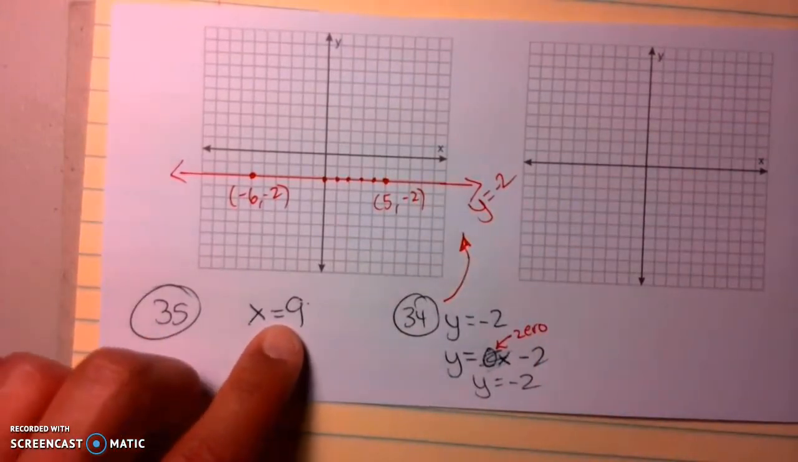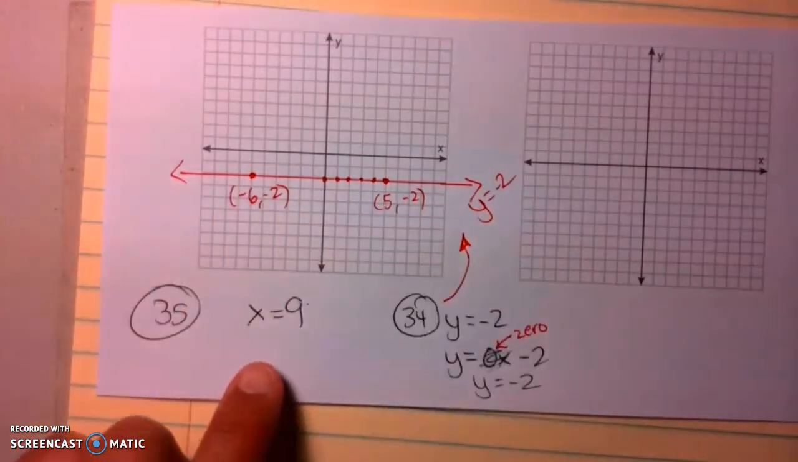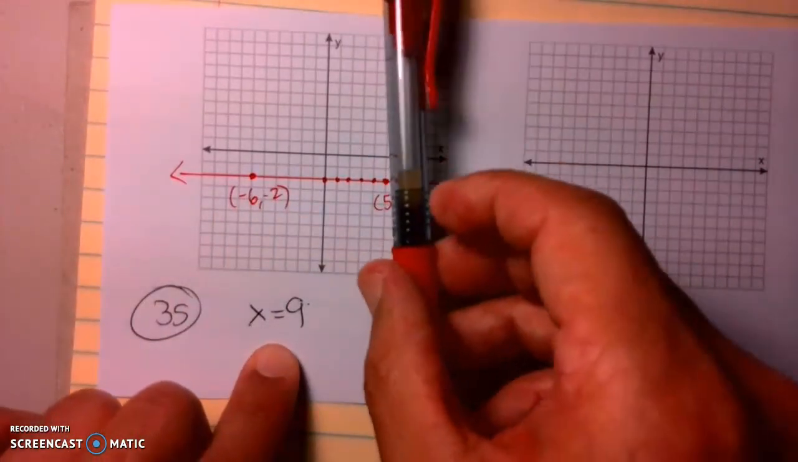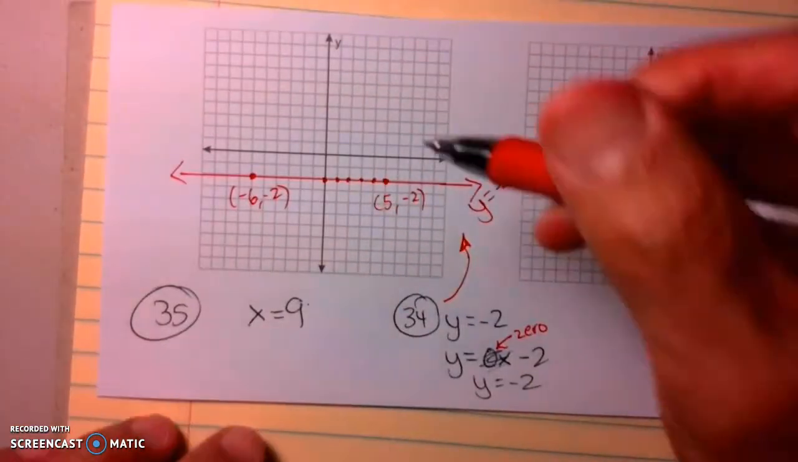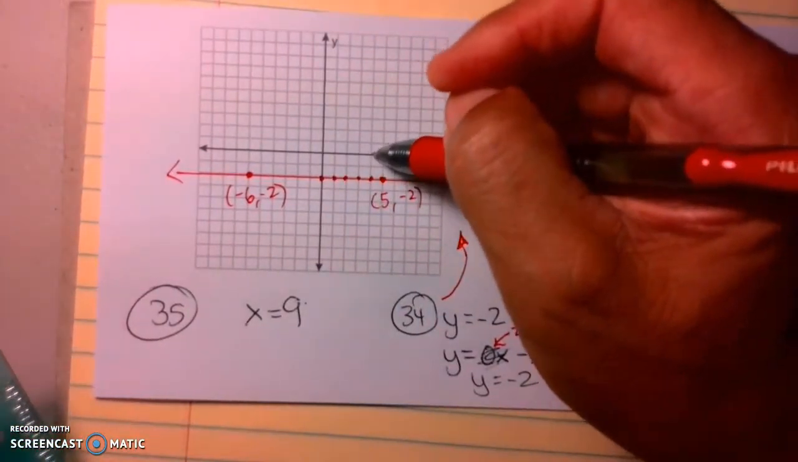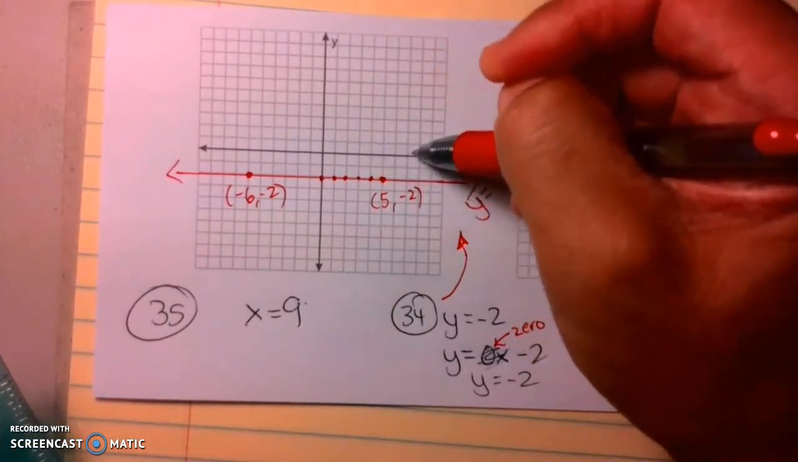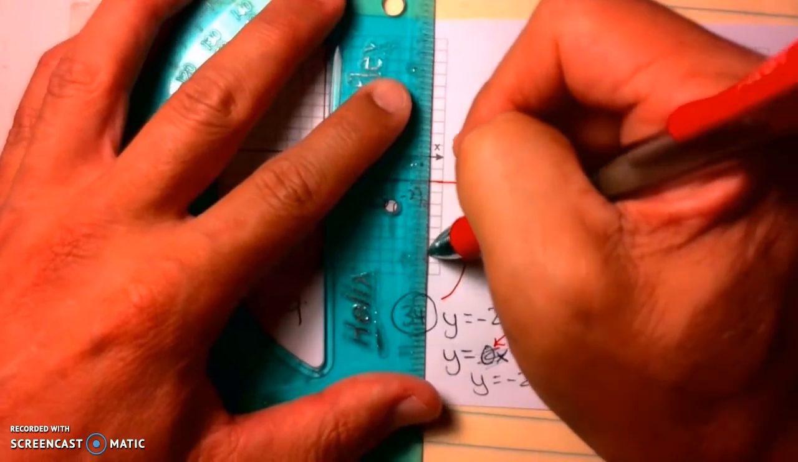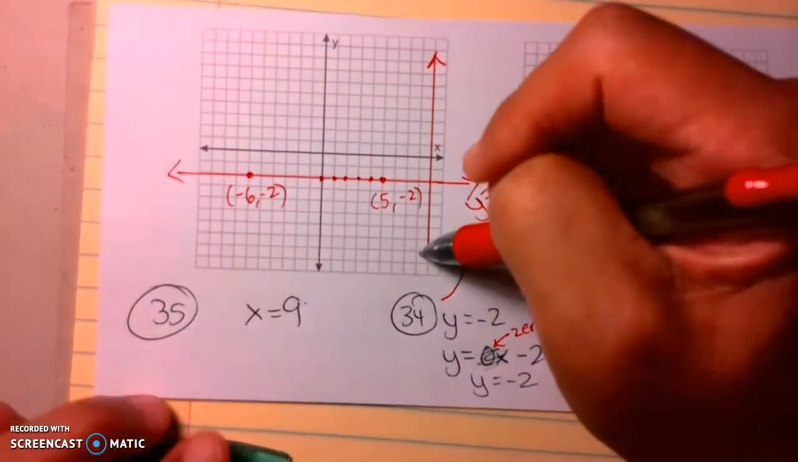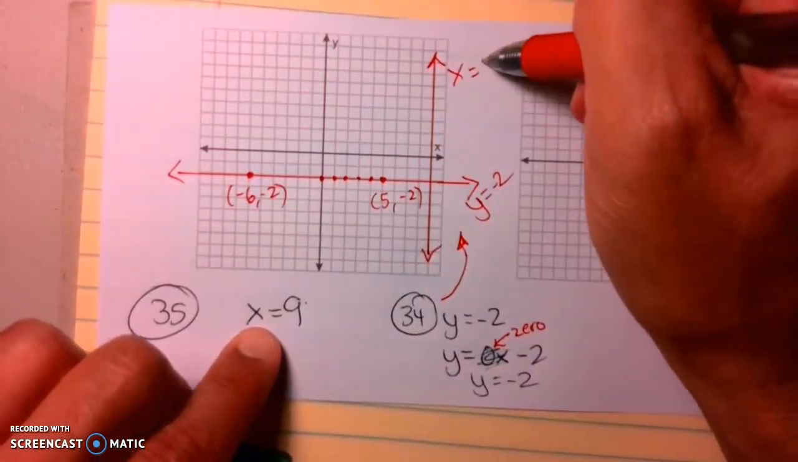Now, instead of a flat line, this is where you have an undefined slope, which is a straight up and down line at where x is equal to 9. So that would be right here. What is that? 5, 6, 7, 8, 9. It would be right here. This is a straight up and down line, undefined slope. This is when x is equal to 9.